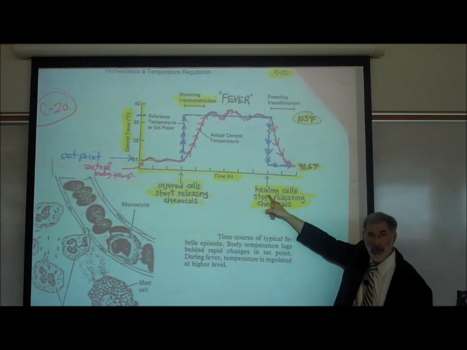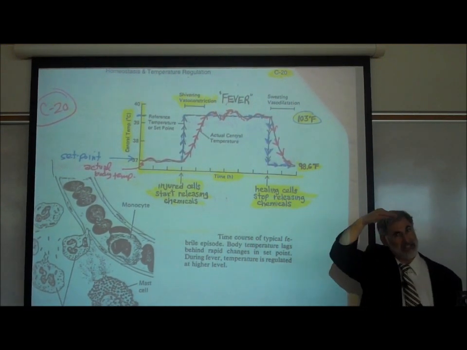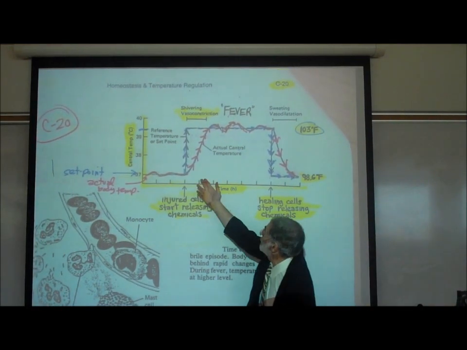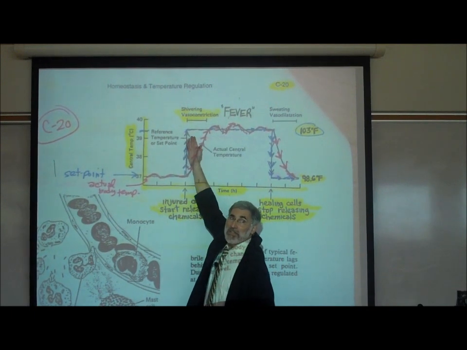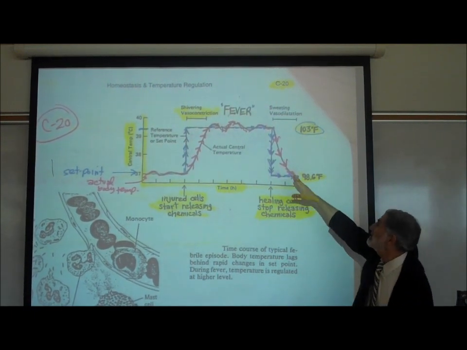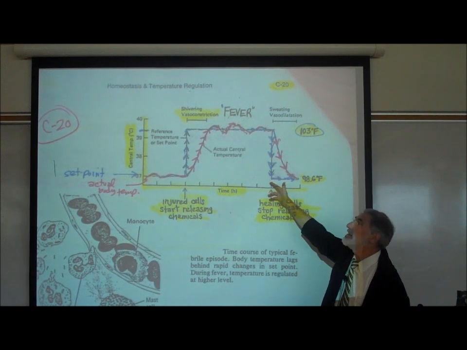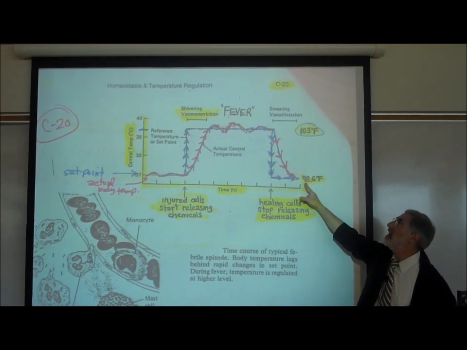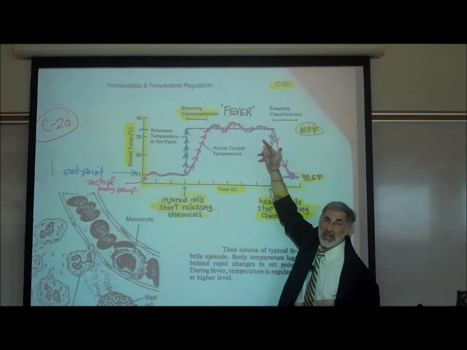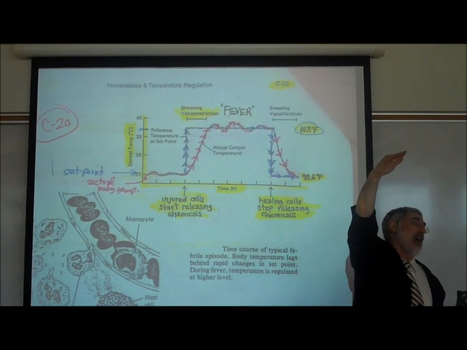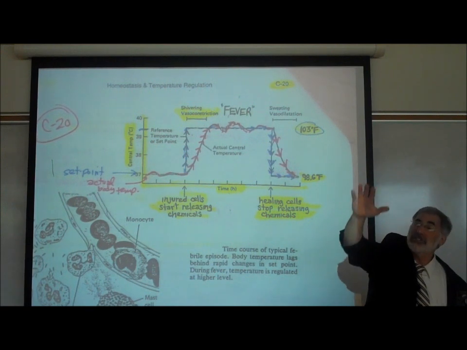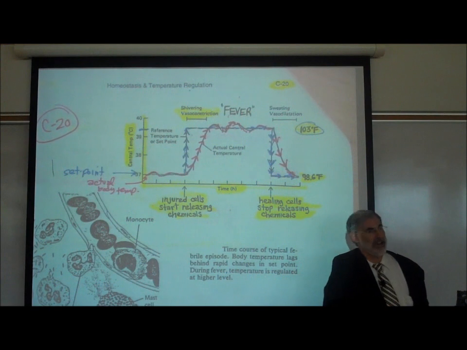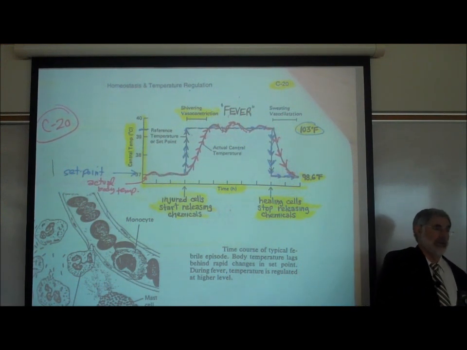As the cells heal, they stop releasing these interleukin-1 and prostaglandins. Now it was these chemicals that raise the thermostatic set point. When the cells start to heal, they stop releasing those chemicals. So now the thermostatic set point drops back down to the normal level. And now we've got the interesting phenomenon where your actual body temperature is 103, and your set point drops back down to normal. So now what does your temperature control center got to do? It's got to cool you down.